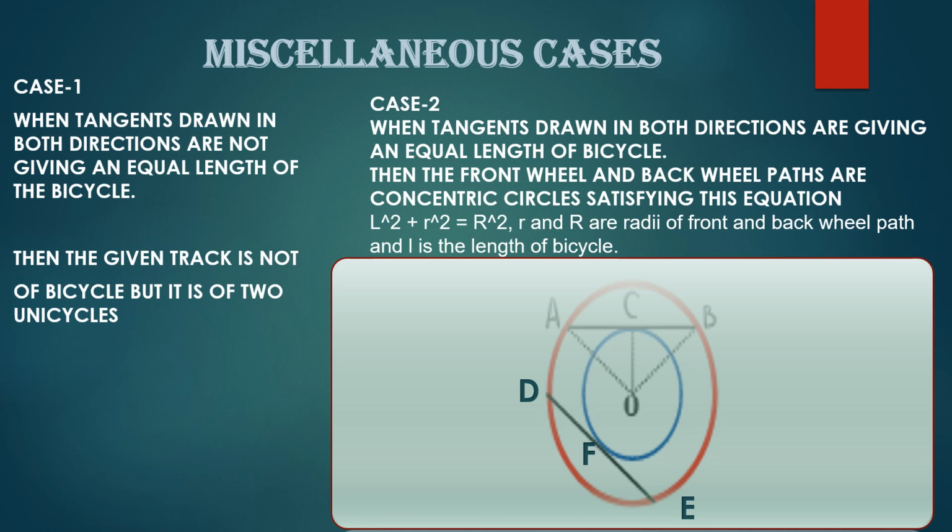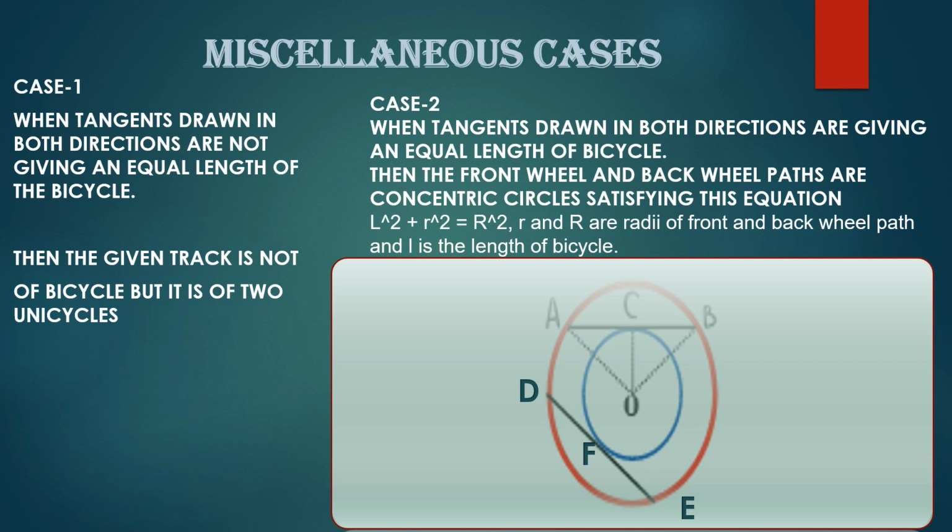Now case 2. When tangents drawn in both directions are giving an equal length of bicycle, then the front wheel and back wheel paths are concentric circles satisfying the equation L squared plus small r squared equals capital R squared, where small r and capital R are the radii of the front wheel and back wheel paths, shown in the figure as the blue circle and the red outer circle respectively, and L is the length of the bicycle.